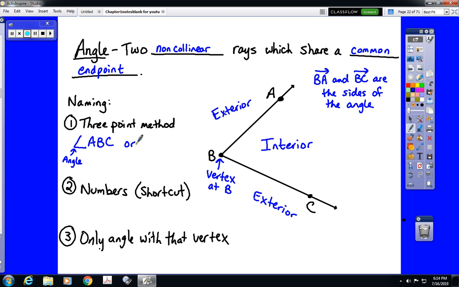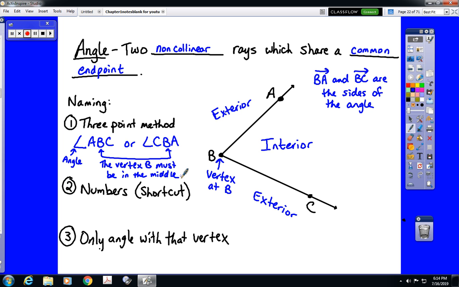Notice we could also name this as angle CBA. Either one of those names is equally acceptable, but please notice that the vertex B must be in the middle of your 3 points. Okay?